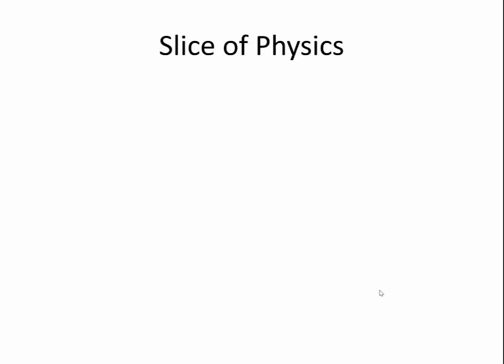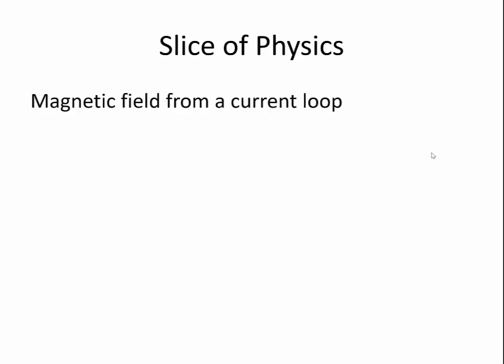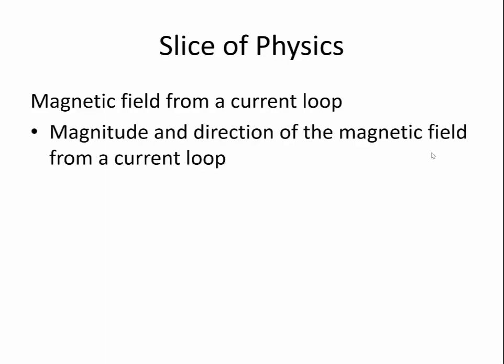We have recently been talking about magnetic fields from wires that are long and straight that carry a current, and now we're ready to discuss some other configurations. In this video, we'll talk about magnetic field from a current loop, and in the next one, we'll talk about a solenoid. So our goal in this video is to understand the magnitude and direction of magnetic field from a current loop. So let's get started.